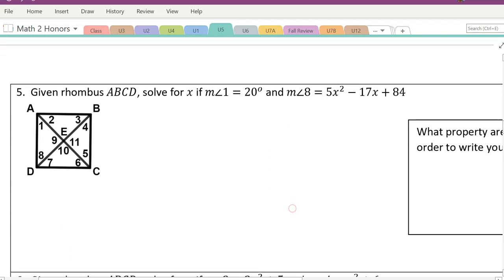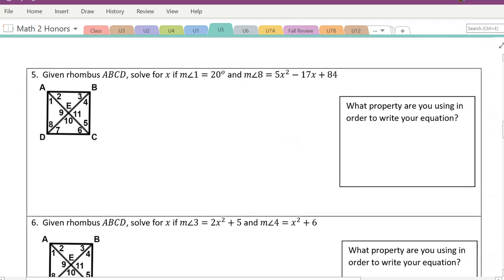Moving on to number 5. In number 5, the shape changes, and it's telling us we have a rhombus. You want to remember the definition of a rhombus is that all 4 sides are the same length, AB, BC, CD, and DA. And we're asked to solve for x if measure of angle 1 is 20 degrees, and the measure of angle 8 is 5x squared minus 17x plus 84.